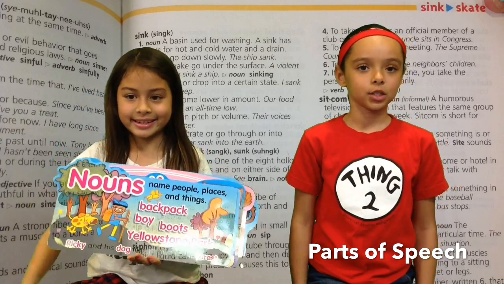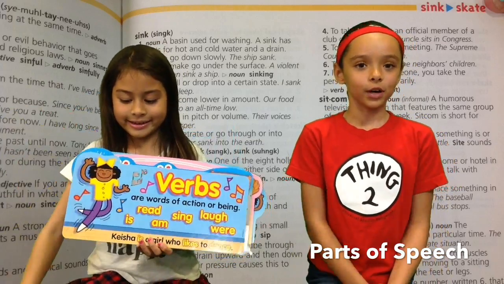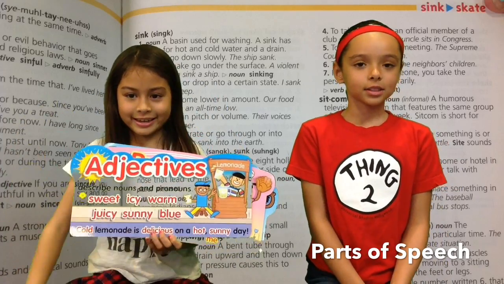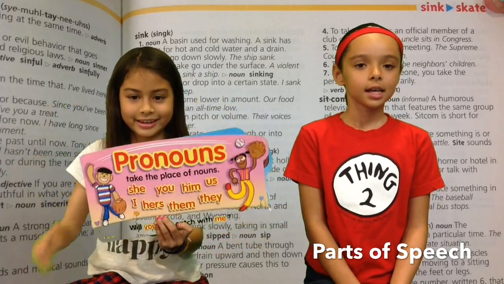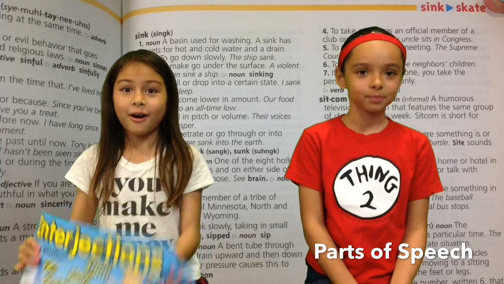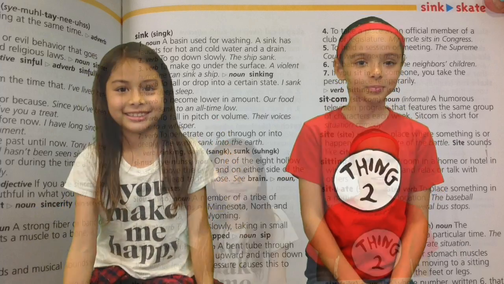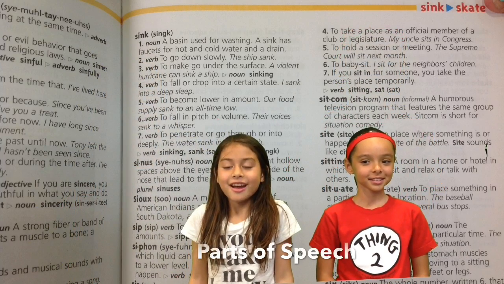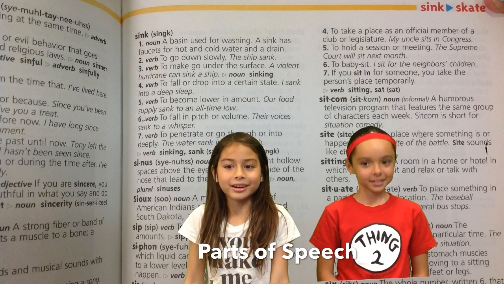Words can be grouped into parts of speech. Some parts of speech are nouns, verbs, adjectives, pronouns, and even interjections. Oh my! A dictionary tells you the part of speech of a word.